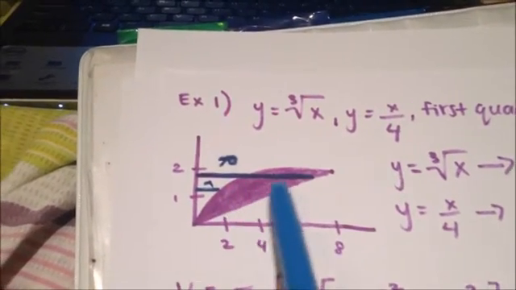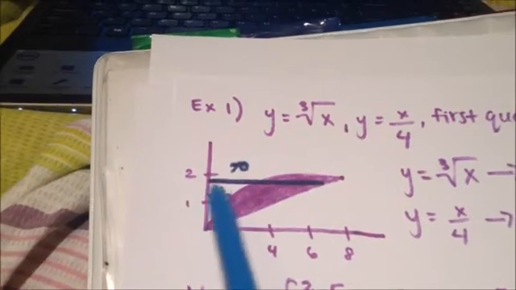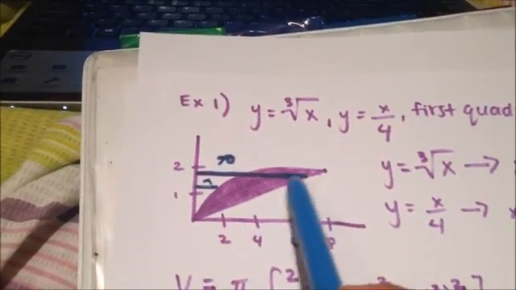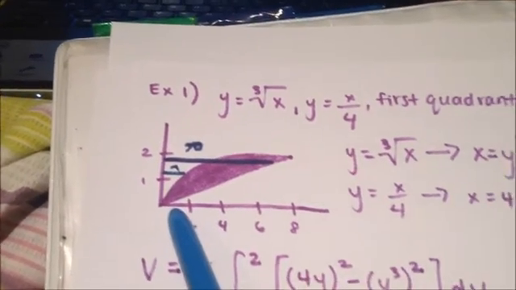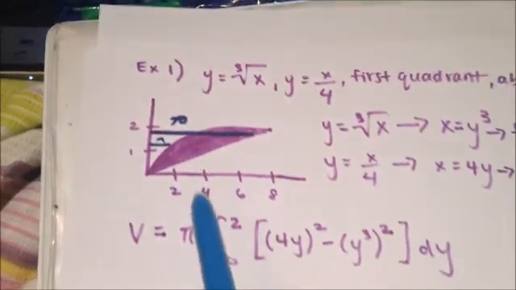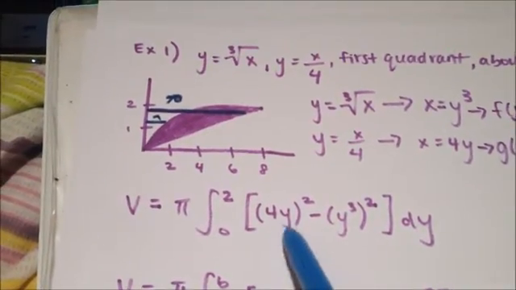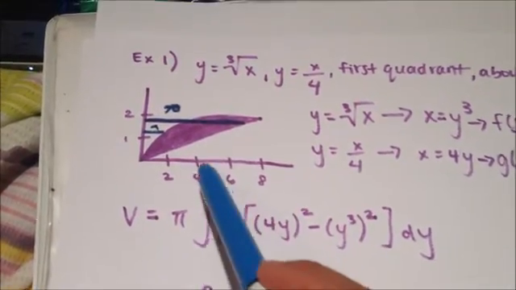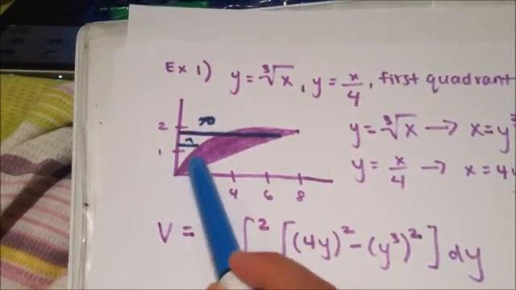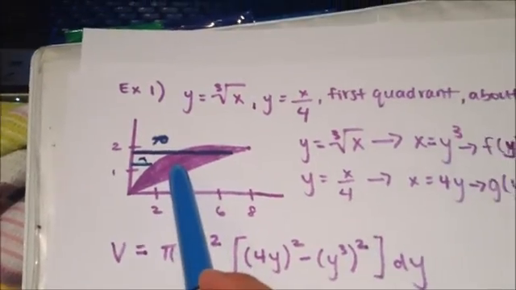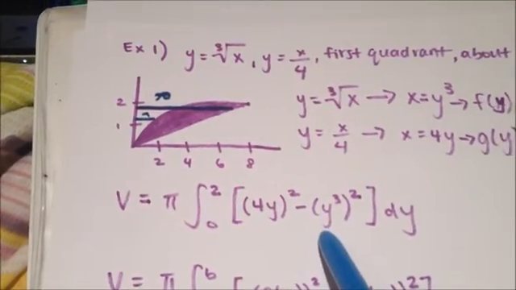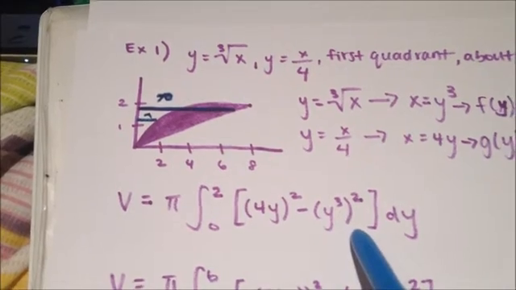And you have to see what your outer radius function would be. So this line is y equals x over 4, or x equals 4y. That would be your outer radius, so you could put 4y as your outer radius squared. Your inner radius is this part, connecting to the y equals cube root of x, or x equals y cubed curve. And then you would use y cubed as your inner radius and square that.